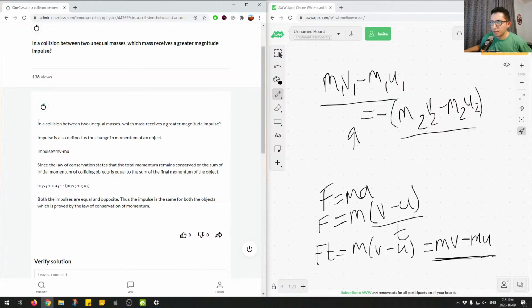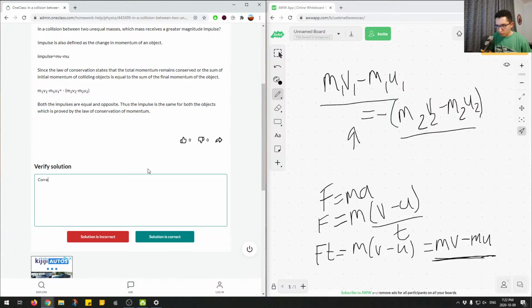Okay, so let's look at the attempted solution. In a collision between two unequal masses, which mass receives a greater magnitude impulse? Impulse is also defined as a change in momentum of an object. They show you the equation of impulse, which we have up here, and then m1 v1. Since the law of conservation states that total momentum remains conserved, or the sum of initial momentum of colliding objects is equal to the sum of the final momentum, that's the case here. Both the impulses are equal and opposite, thus the impulse is the same for both objects, which is proved by the law of conservation of momentum. So that's a correct answer. Great job.